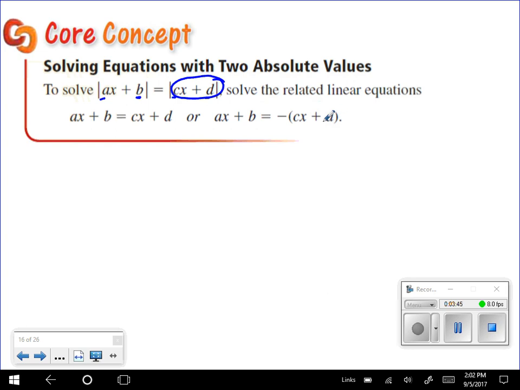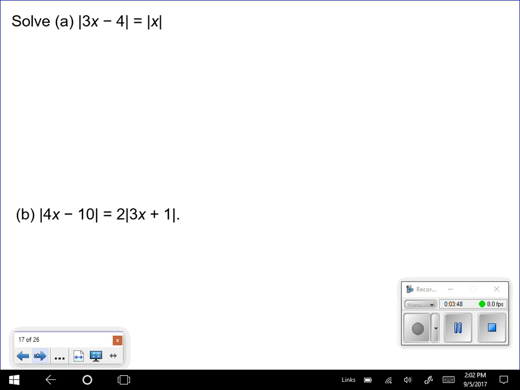So let's look at a couple examples of that. If we look at A here, we have the absolute value of 3x minus 4 equals the absolute value of x. So our first step would be to separate this out into two parts because we have absolute values. So we have 3x minus 4 is equal to, well, they can be equal to each other, so I could just say a positive x, or they could be opposite of each other. So we would have 3x minus 4 equals negative x. Now I just need to solve both of these.